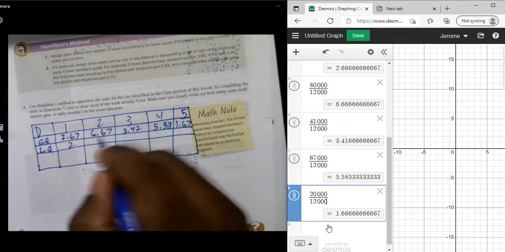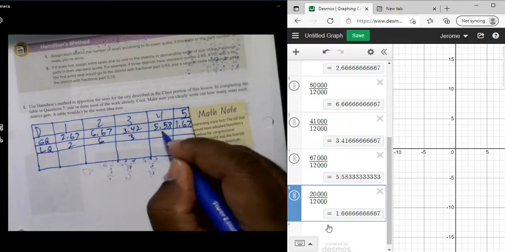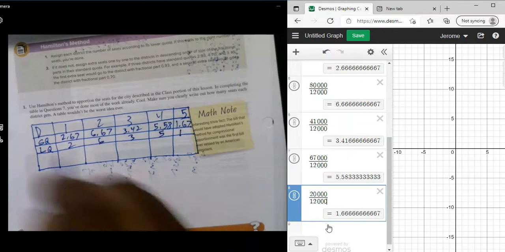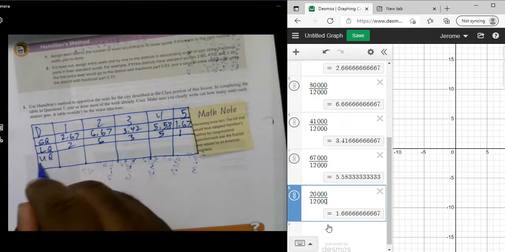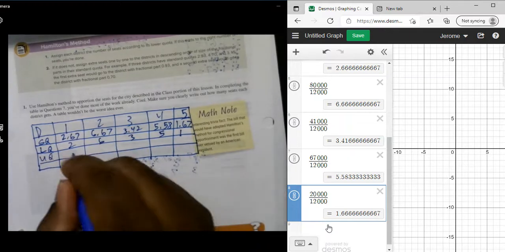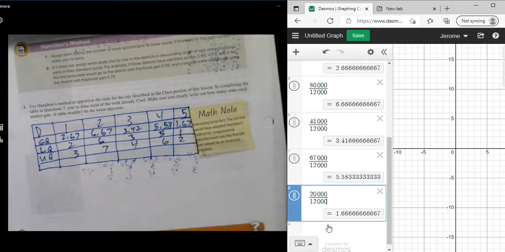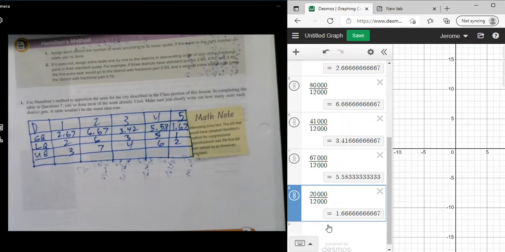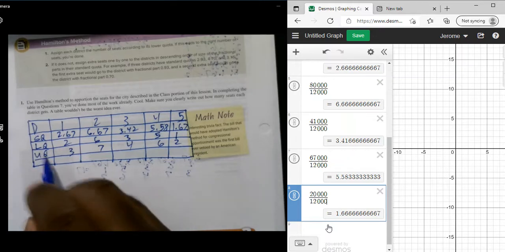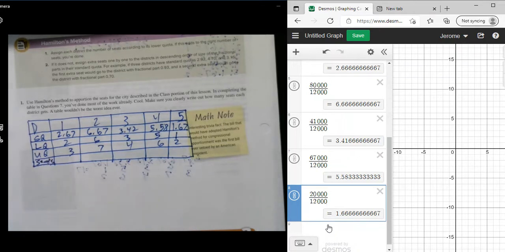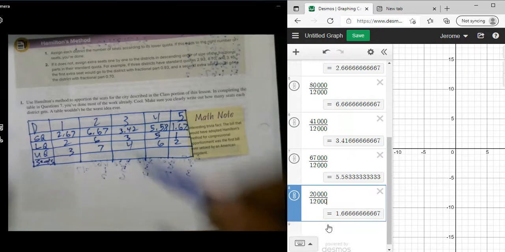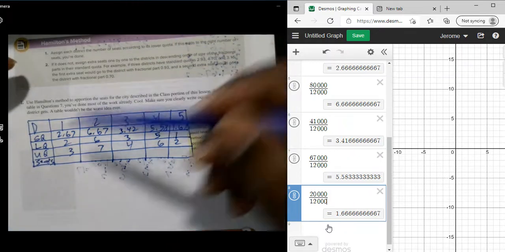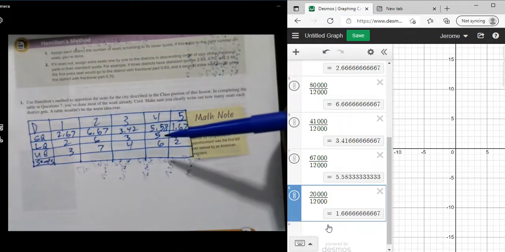Now we know our lower quota because we're going to need that. Our lower quota was 2, 6, 3, 5, and 1. Our upper quota will be 3, 7, 4, 6, and 2. Okay, now, according to this, we will put down seats here, because this will be our final answer.